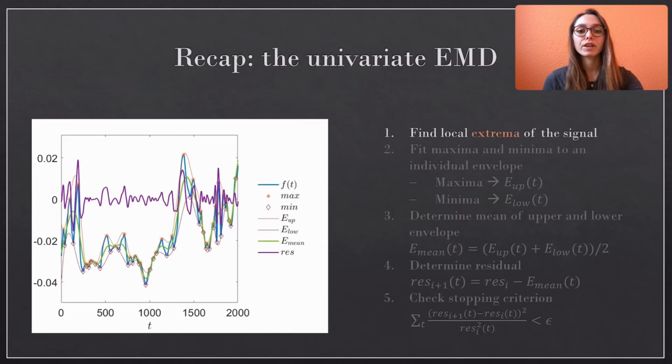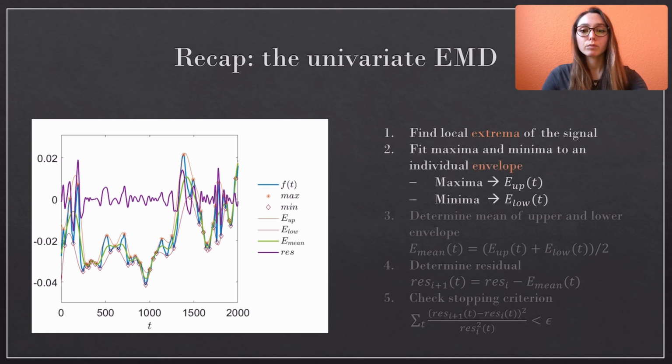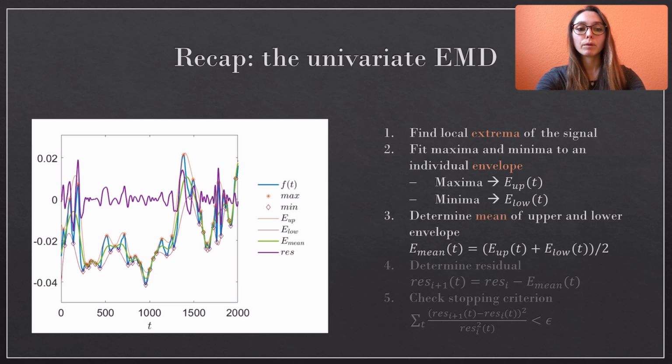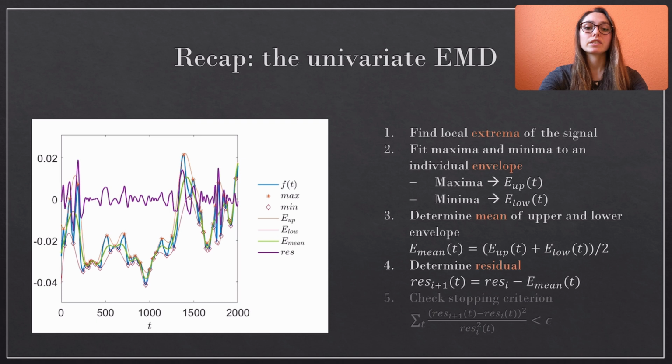You might remember this figure from the previous video. Our original signal f of t is the blue curve, and we determined its extrema in the first step. Then we fitted an upper and a lower envelope through the maxima and minima, which are shown in orange and red in the figure. We determined the mean of these envelopes, which is the green curve, and we subtracted it from the original signal, which then gives us the violet signal, the residual.